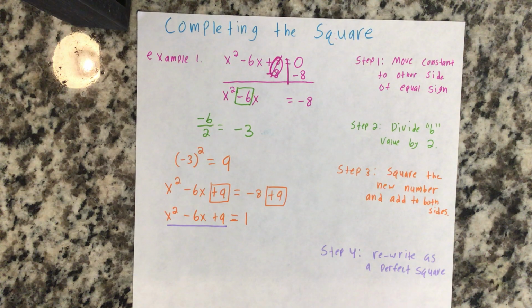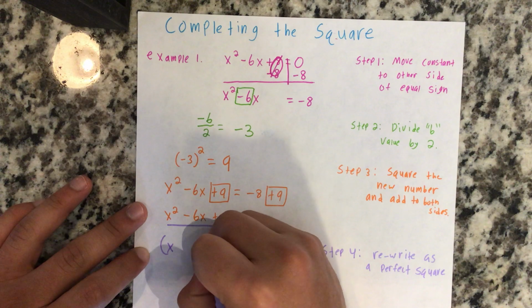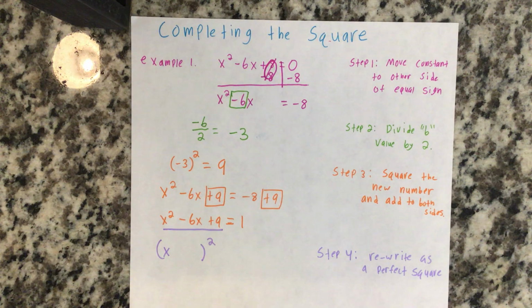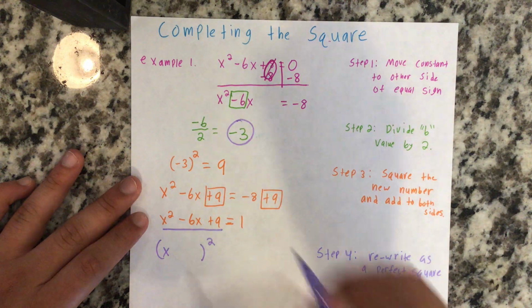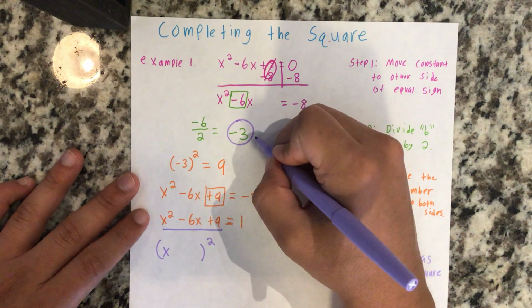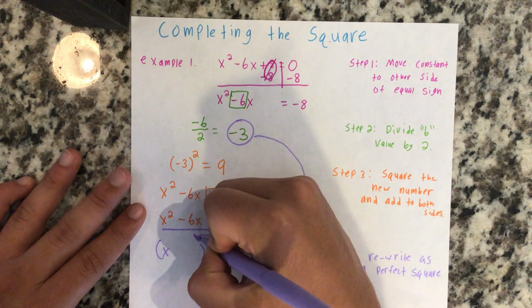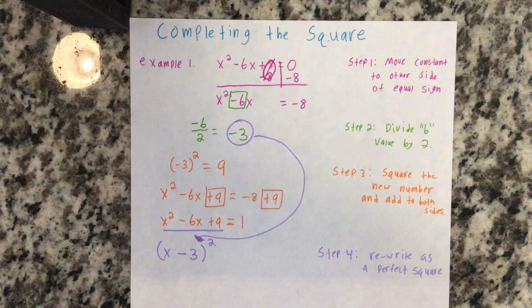So to make a perfect square, it's gonna look something like this. So I'm just gonna have x, and then it's gonna have a squared, okay? And there's only one number here. So you might be thinking, where do I get that number from? Well, we already have it. It's this number up here, okay? So you're gonna take this, bring it down, and put it inside the factor. So it's x minus 3 squared, okay?